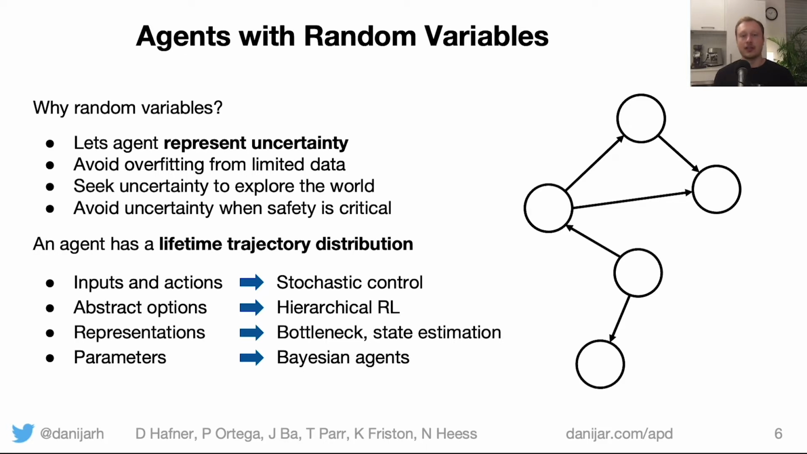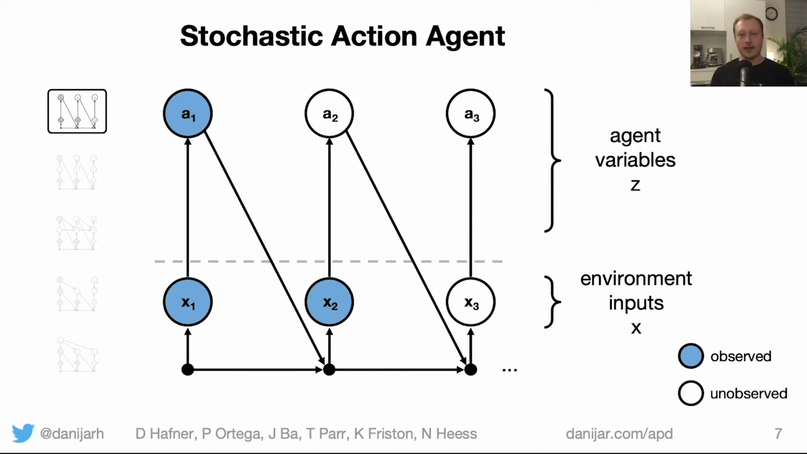Random representations allow agents to incorporate information bottlenecks or uncertainty-aware state estimation. And Bayesian agents even use random variables to describe their parameters so they can model uncertainty in them. Let's look at some examples of trajectory distributions. Here we see the trajectory distribution of an agent that simply computes the next action from its current sensory input, and this action is then sent back to the environment. The dashed line shows the boundary between the agent and the environment.